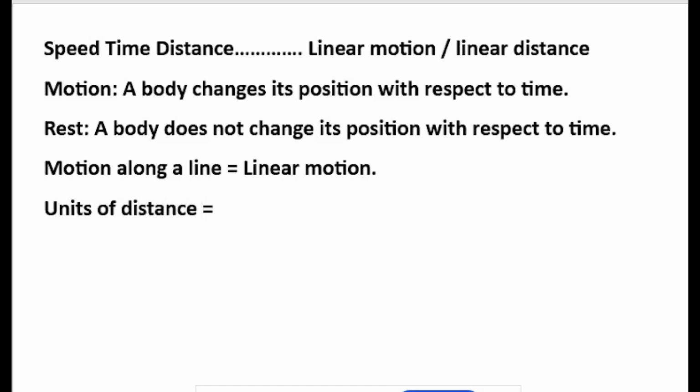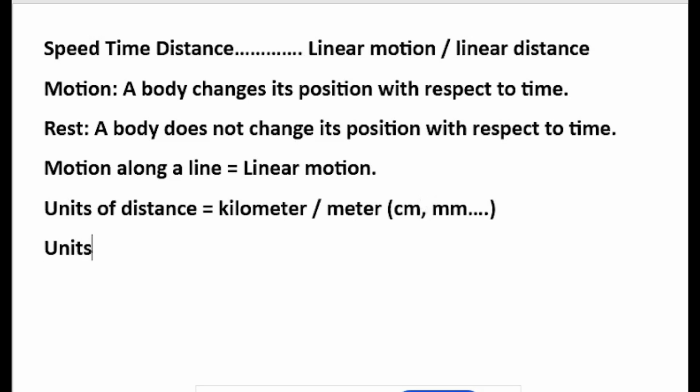Kilometer, not hour. Kilometers or meters. Distance, only distance. Kilometer or meter. Actually it can also be centimeter, millimeter, etc., but these things we don't need now. We will be dealing with only kilometers or meters.